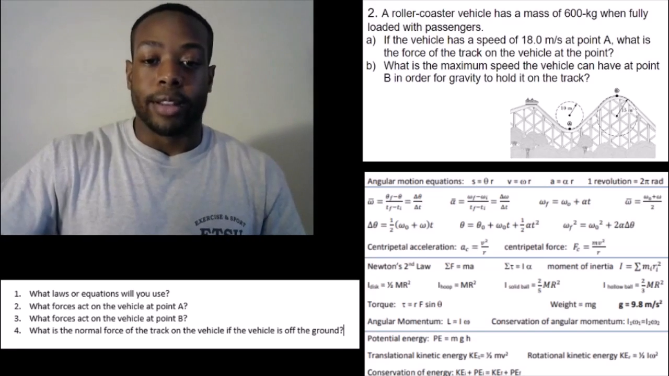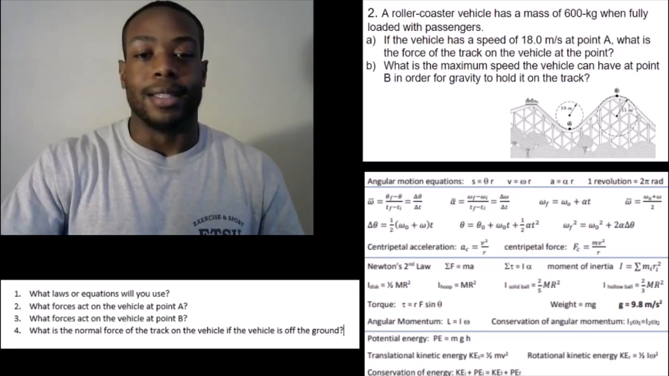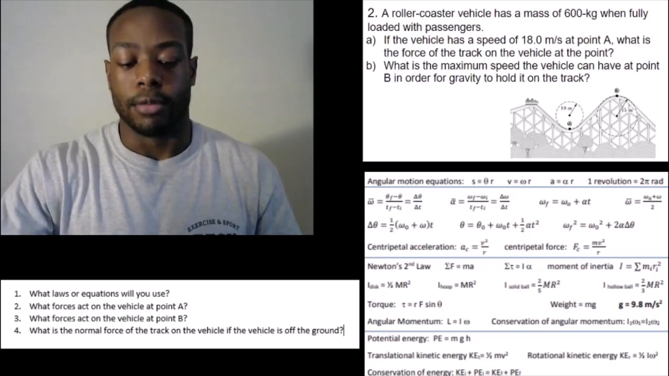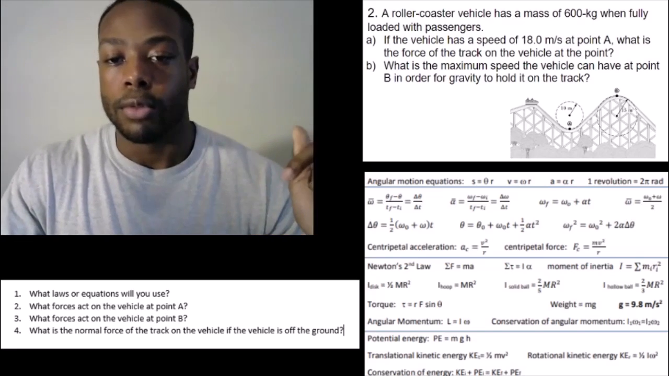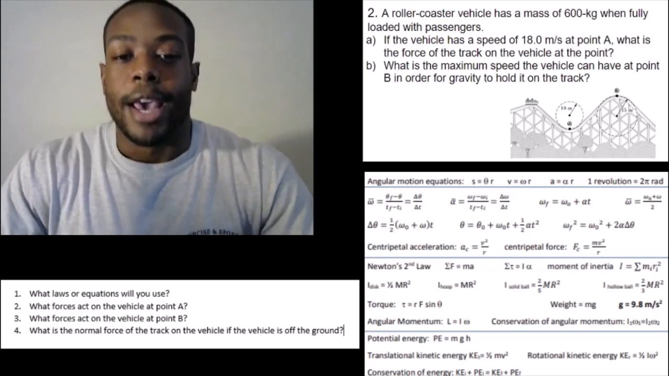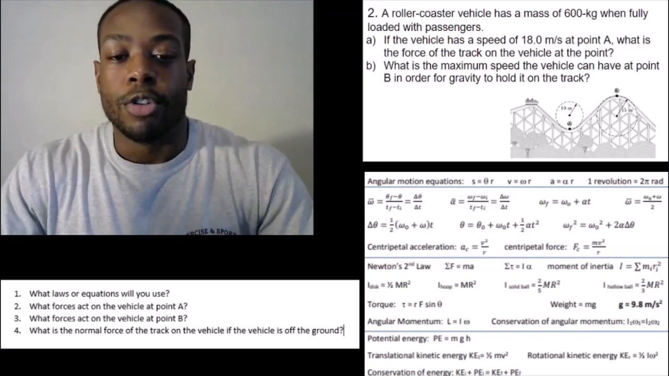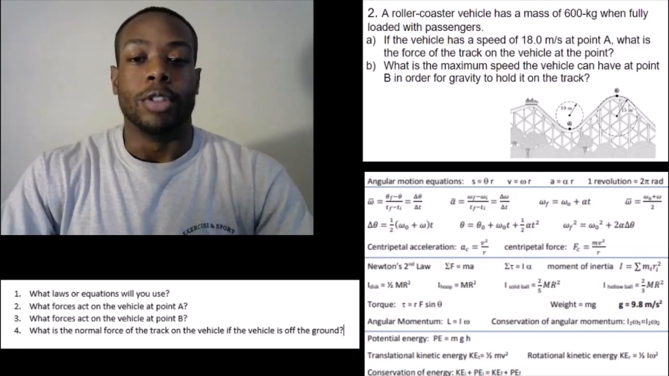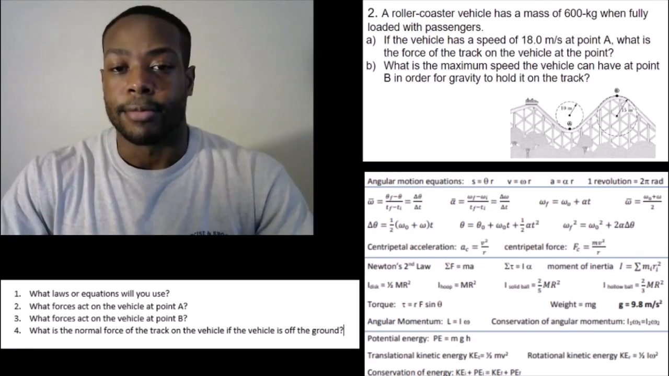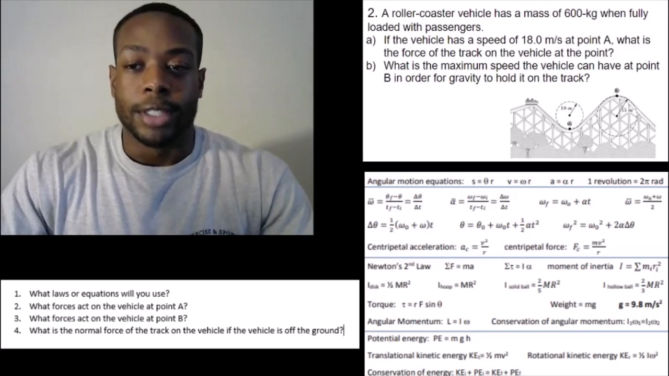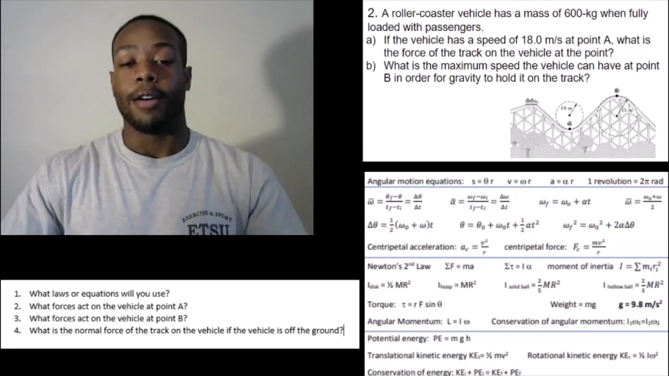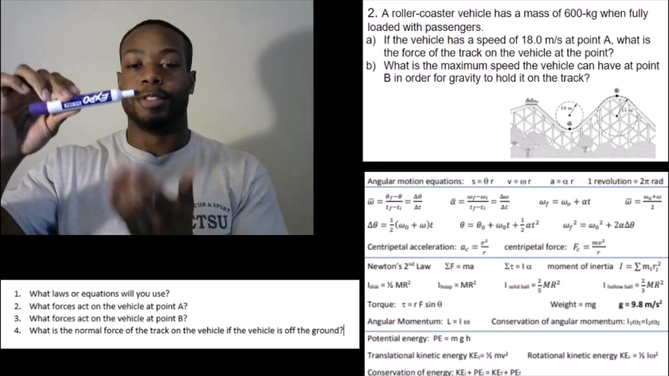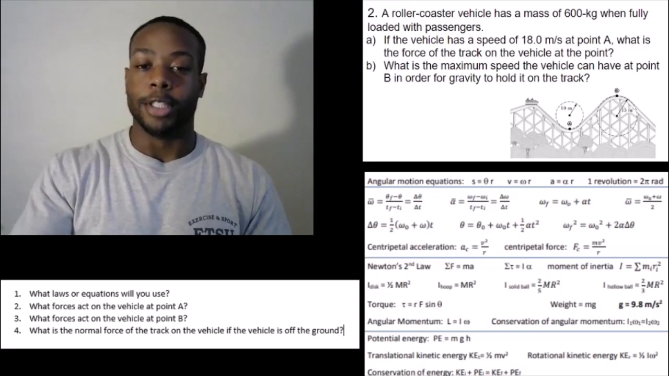Ask what forces act on the vehicle at point B, and it should be the exact same thing. So, normal force going up, weight going down. And lastly, I want to see if you guys knew what is the normal force of the track on the vehicle. The vehicle is off the ground. And that's sort of a trick question. If it's off the ground, there's no way there could be a normal force. So there's going to be zero normal force there.